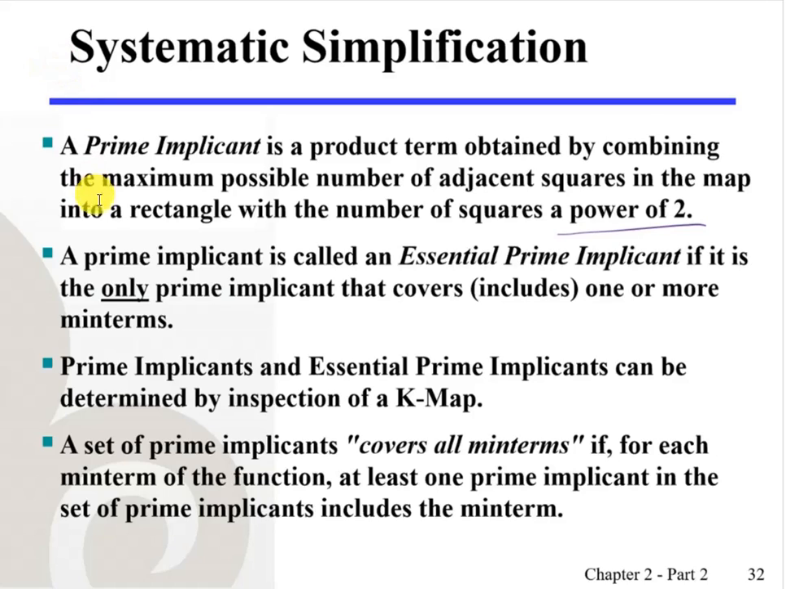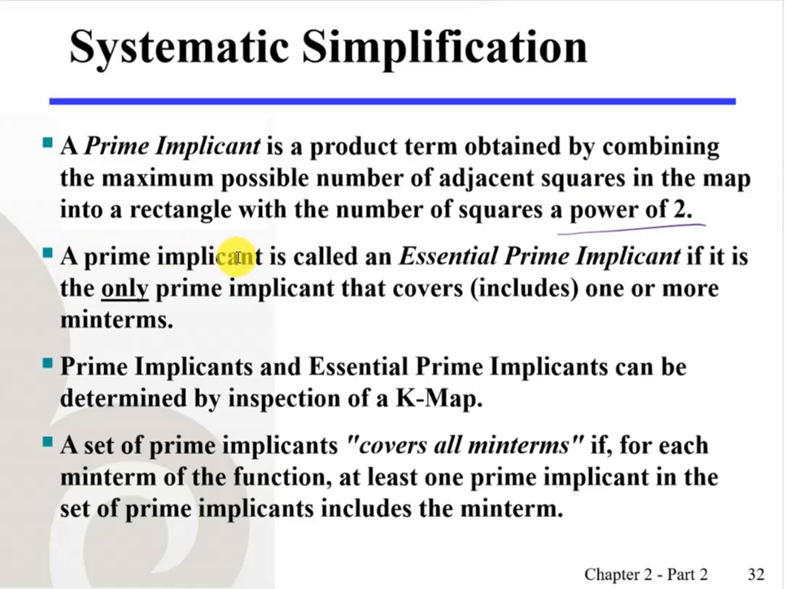For systematic simplification of Boolean expressions using K-maps, we need to introduce some of the terminology used. For instance, the first one is called prime implicant. A prime implicant in a K-map is a product term obtained by combining the maximum possible number of adjacent squares into a rectangle with a number of squares that is a power of 2. Either 1, 2, 4, 8, 16.